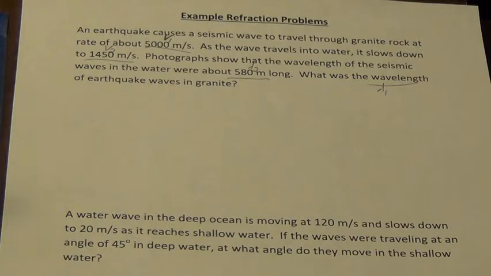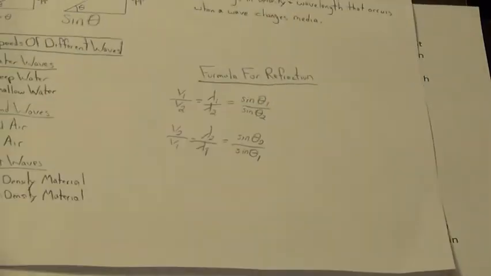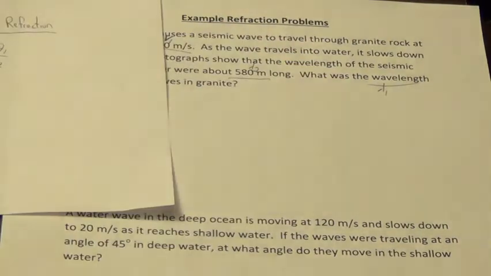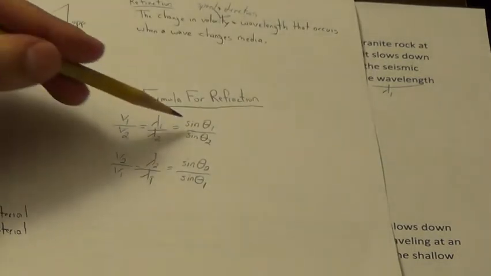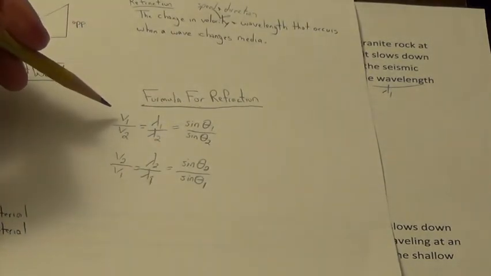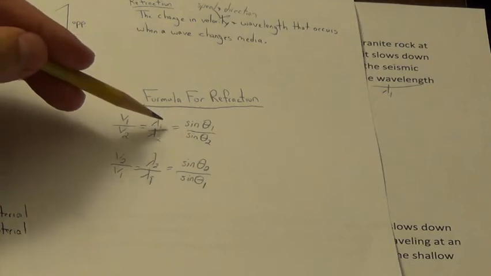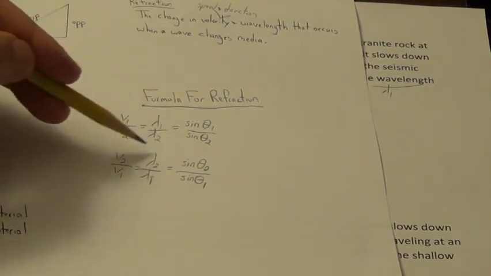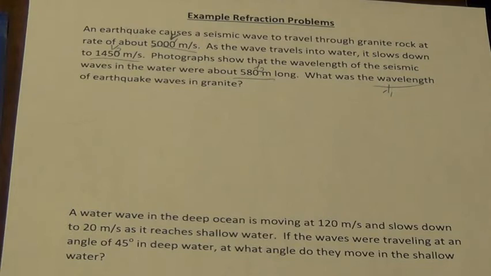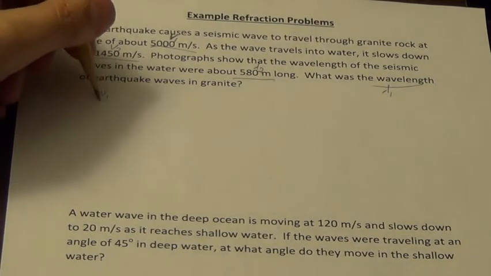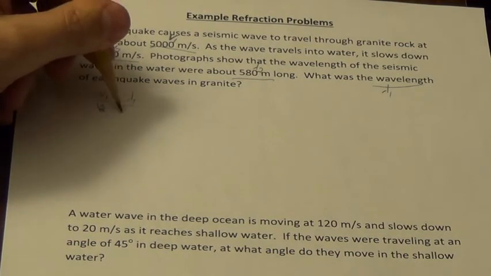So if we go ahead and set up this relationship, let's look at your original formula again, and we'll bring that back up here. We had these two formulas. Since we are looking for the wavelength in the first substance, we're going to use the version that has the ones on top. We have velocities and wavelengths, so we're going to use these two relationships. So speed 1 over speed 2 is the same ratio as wavelength 1 over wavelength 2.